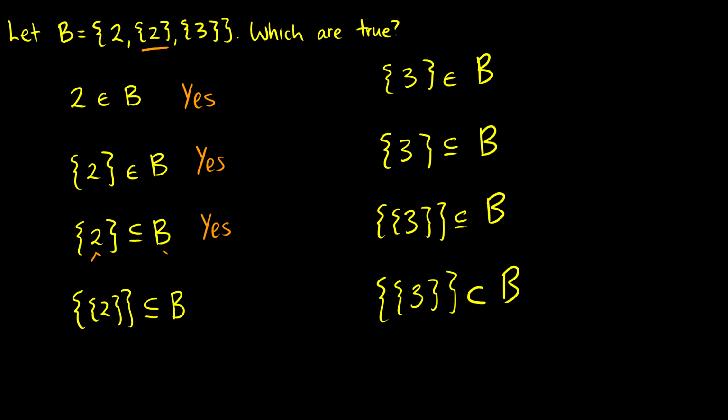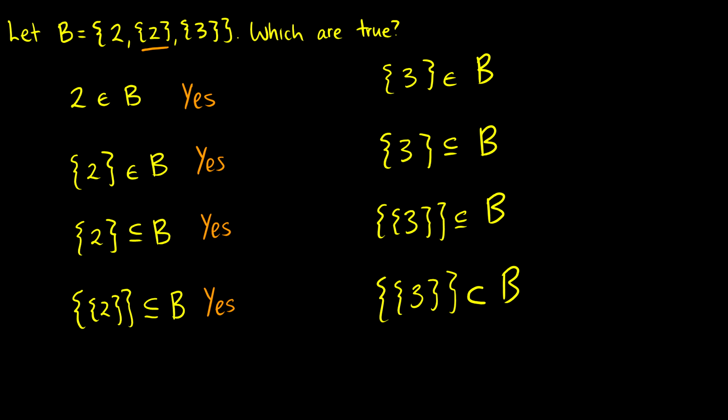So the next question, is the set containing the set 2 a subset of B? So we ask ourselves, is this set containing 2 an element of B? And we knew from before that yes it is. So the set containing the set 2 is a subset of B.